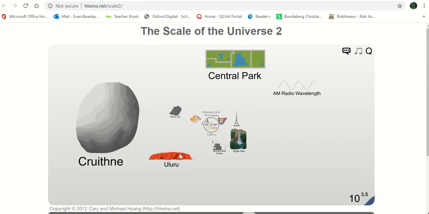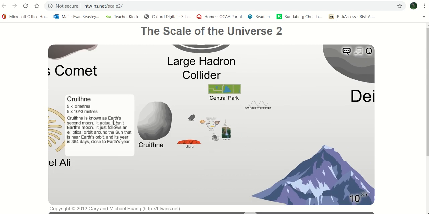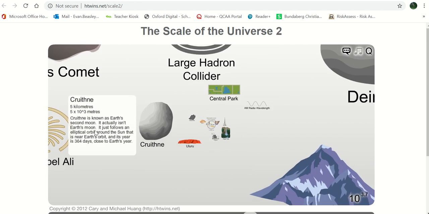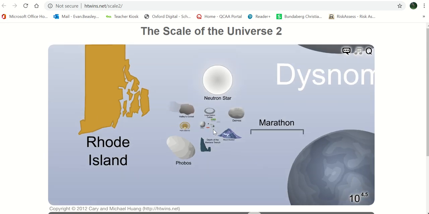Uluru, we know there's rock, don't we? So what else? What's this? This is Earth's second moon. Well, there you go. I didn't know about that. It just follows around the sun near us. Oh, okay, so it's a bunch of rock that sort of acts like our moon.